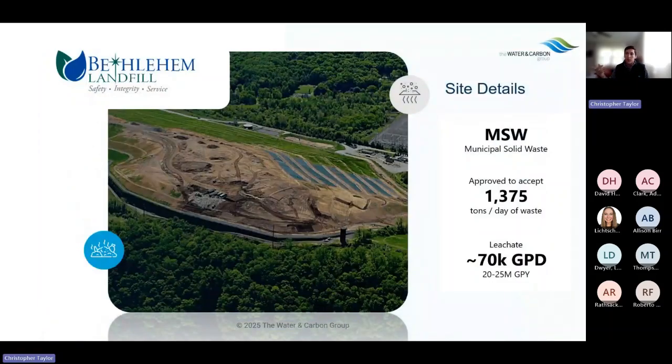which is actually from our Bethlehem landfill. So Bethlehem landfill is the site I'm going into some detail on, to give you a real perspective on what a leachate system actually looks like.